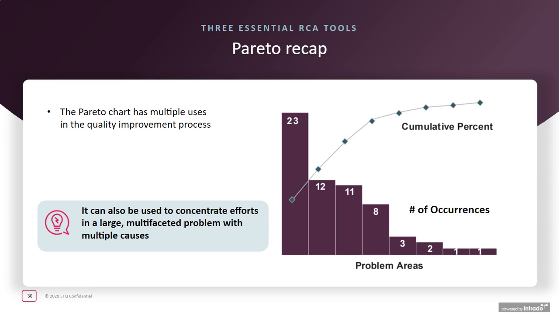So as we just mentioned, the Pareto chart has multiple uses in quality improvement processes. It can be used in the early stages to help teams identify which business problems are generating the most losses or complaints in order to focus resources on high return quality initiatives. It can also be used to concentrate efforts in a large multifaceted problem with multiple causes. So for example, if shipping delays are creating problems in multiple areas of the business, a Pareto chart can help pinpoint which root causes have the greatest impact.